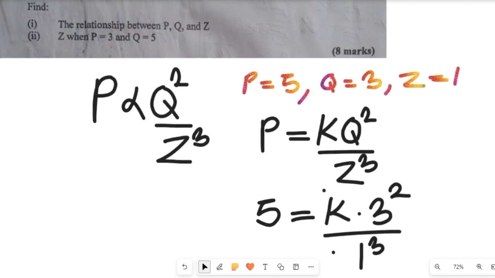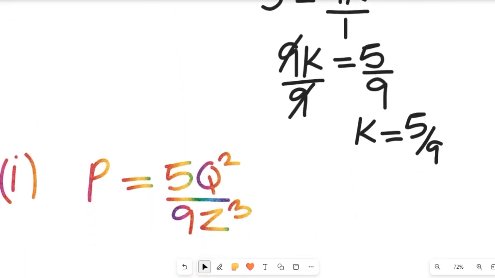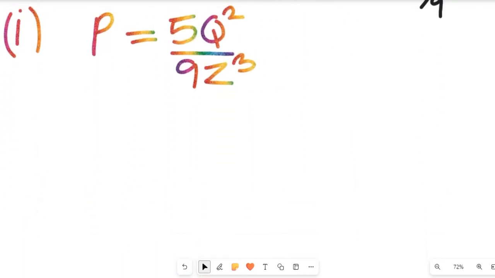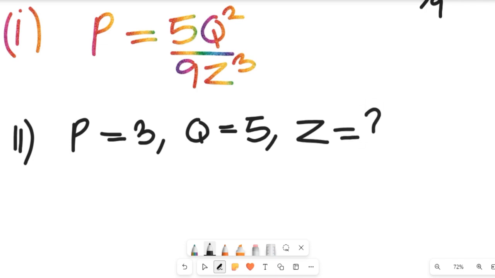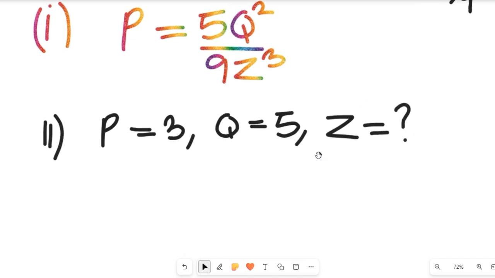Now, what is the next question? The next question says we should find the value of Z when P is equal to 3 and Q is equal to 5. Now, the good thing about getting the relationship between these three parameters is that we can use that relationship to find the value of Z, which is given to us. Remember, we are told that our P is equal to 3 and our Q is equal to 5. And we are asked to find the value of Z. Now, from that relationship given to us, we are going to use the relationship holding P, Q, and Z.